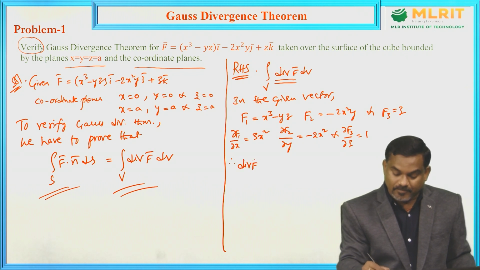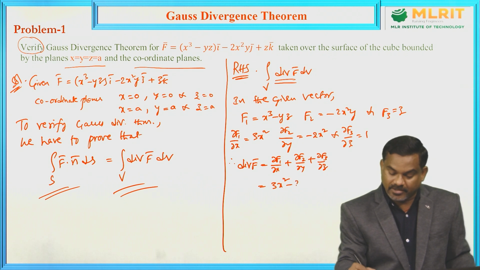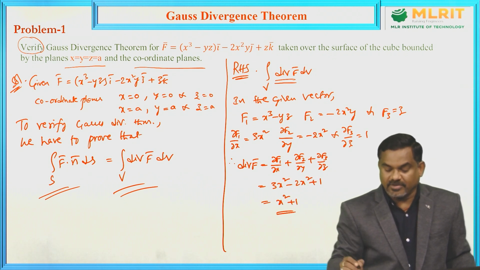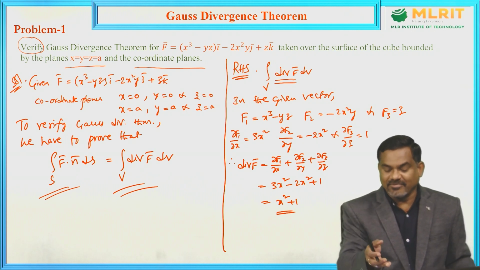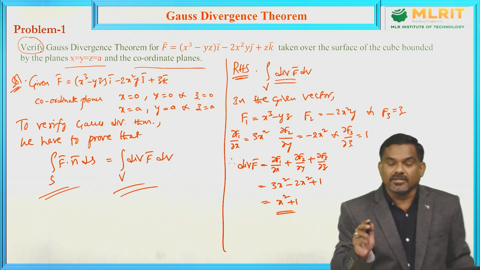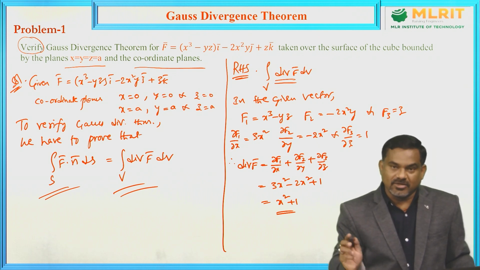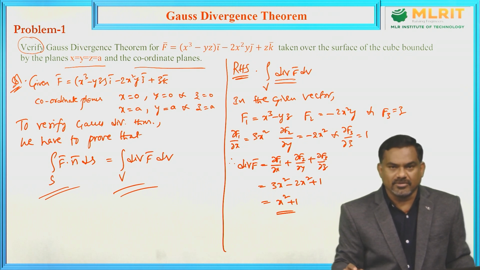Div f bar is dou f1 by dou x plus dou f2 by dou y plus dou f3 by dou z, the sum of these three. So 3x square minus 2x square plus 1. Simply, the divergence of the given vector is x square plus 1. So we have div f bar, and we can integrate. Since it is a volume integral, we need to integrate with respect to all three variables x, y and z. If we have the limits, it is very easy to evaluate a volume integral.